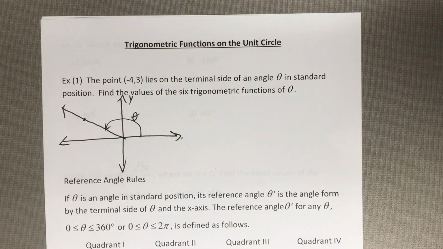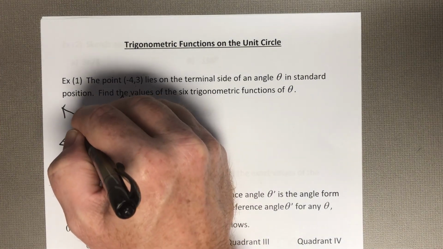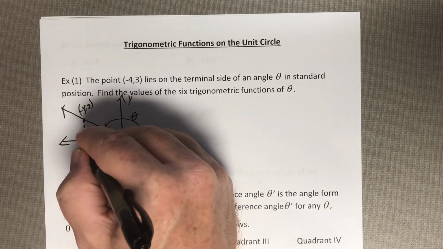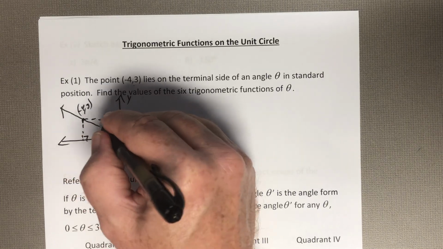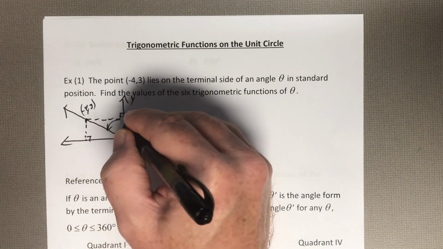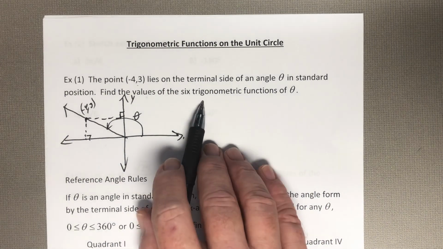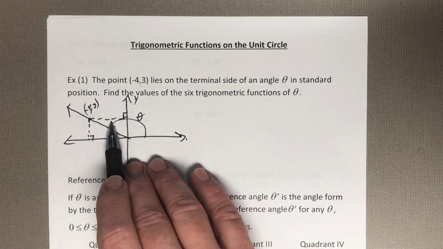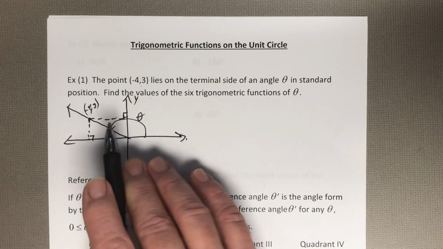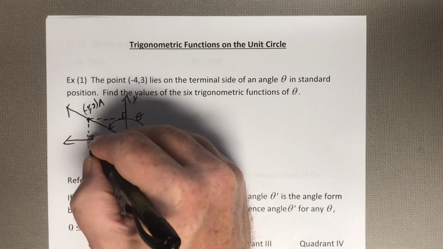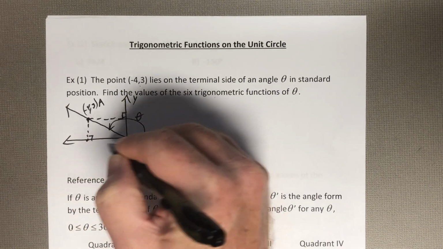Okay, now what I'm going to do next is drop a perpendicular from that point, negative 4, 3, straight down to the x-axis. While I'm at it, I'm going to draw a horizontal segment straight over to the y-axis, and that will help you understand some things. If I'm looking for the 6 trigonometric functions of theta, what I'm going to use is this reference triangle. Let's call that point A. I'm going to use the reference triangle A, B, C.